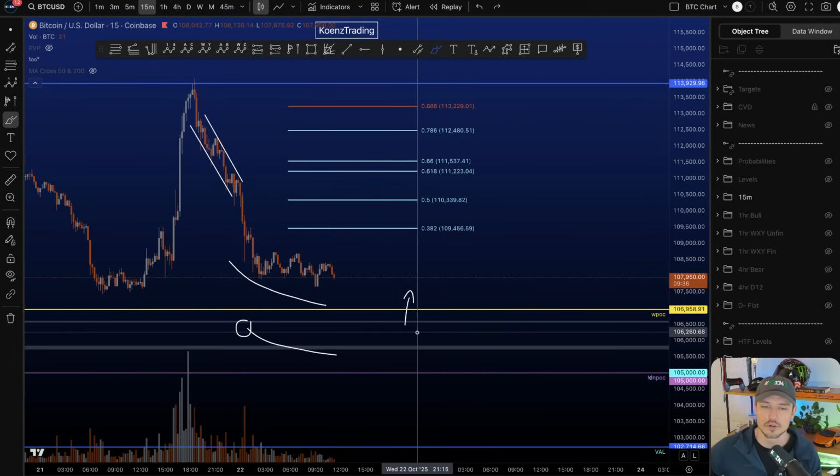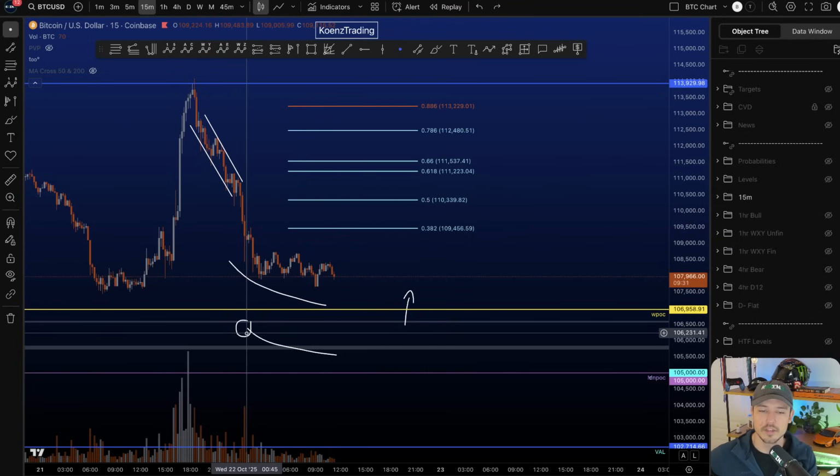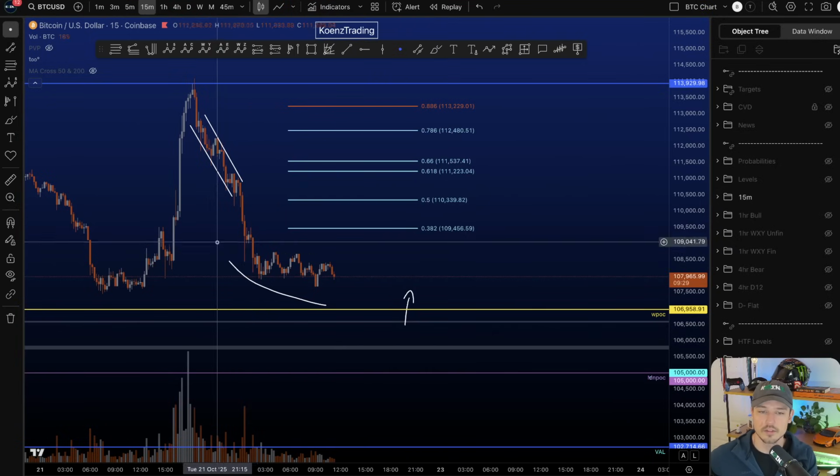Know what you're looking for. Know your entry triggers, your entry requirements, and then there might be an opportunity for you. And if there's not, then there's not.